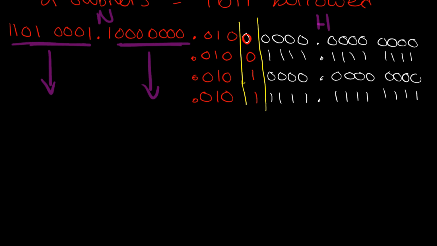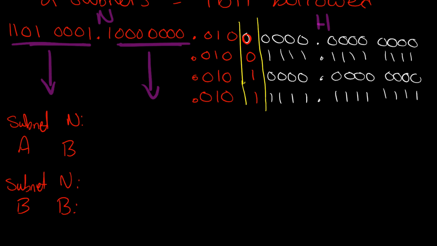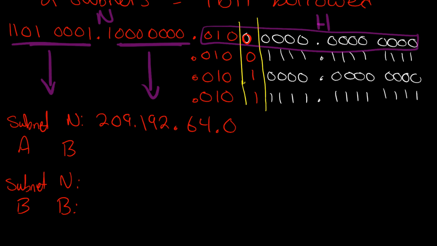Okay, so our network address is going to split into subnet A and subnet B. And we're going to need to calculate a network and a broadcast for each subnet by converting our binary to decimal. So we know that the 209.192 does not change. This first address is 64.0. We're again just converting this section here. The broadcast address is this address right below it with all the ones in it.